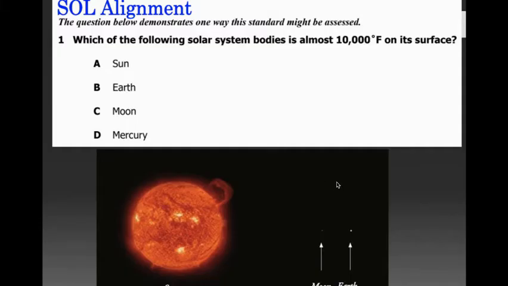And our very last slide, we have just a basic SOL question. Which of the following solar system bodies is almost 10,000 degrees Fahrenheit on its surface? And here we have a picture of the sun, little teeny tiny moon, and little teeny tiny Earth. I'll give you a hint. It's this big orange thing right here. The sun is almost 10,000 degrees Fahrenheit on its surface. It'll be a little warm for us, so it's definitely going to be the sun.